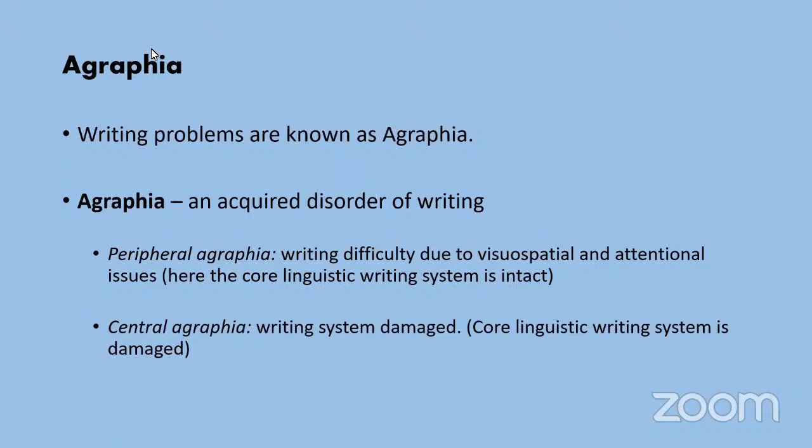Agraphia is an acquired disorder of writing. There are two types: peripheral agraphia and central agraphia, like peripheral alexia and central alexia. Peripheral agraphia is writing difficulty due to visuospatial and attentional issues, as in peripheral alexia. Here, the core linguistic writing system is intact, but other problems are there. Whereas the core linguistic writing system is disturbed in central agraphia, and the writing system is grossly damaged here, and we'll see what the types are.